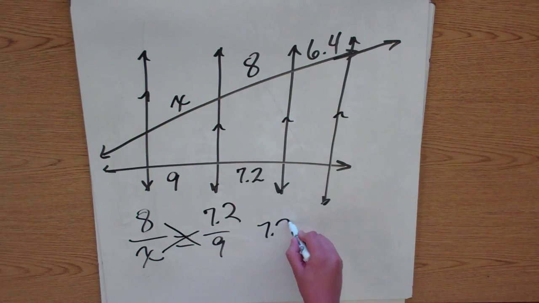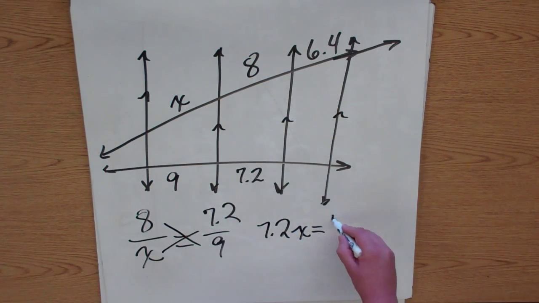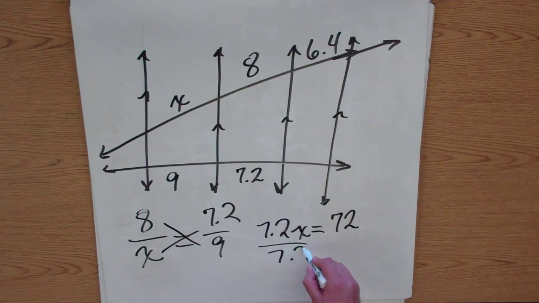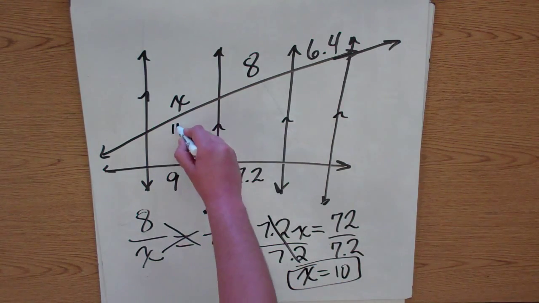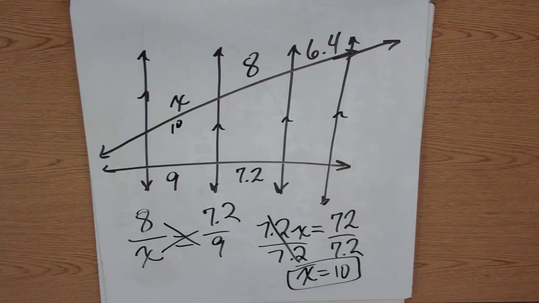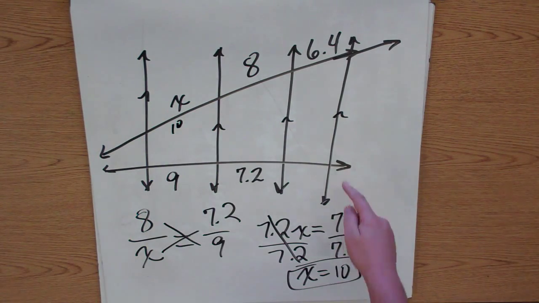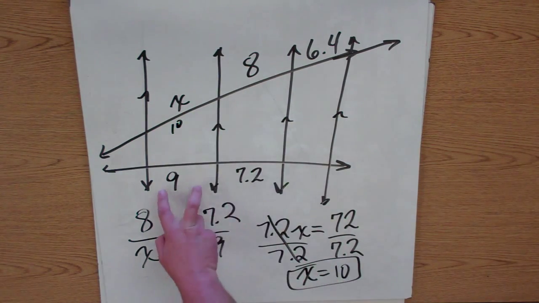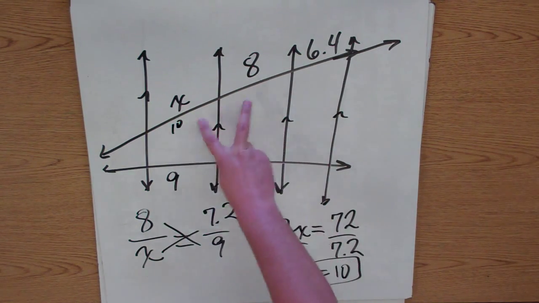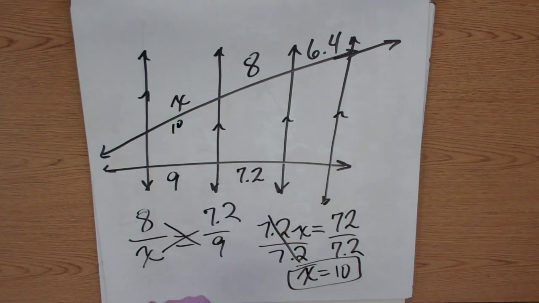Cross multiply. 7.2x equals 72. Divide both sides by 7.2. And 72 divided by 7.2 is 10. So therefore x here would be 10. Just keep in mind, when you have parallel lines, the segments that the transversals are cut into are also proportional.